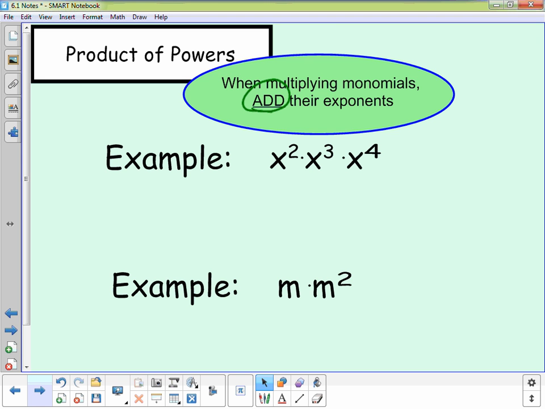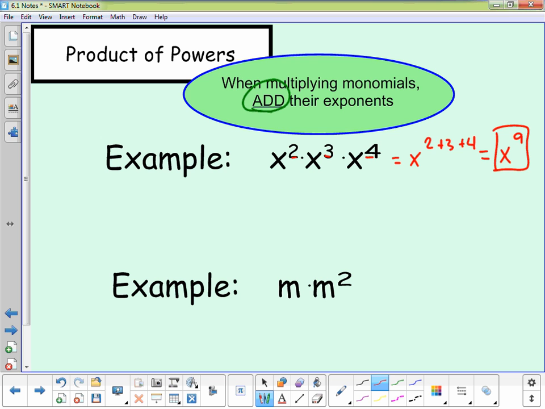Our two examples are x squared times x to the third times x to the fourth. These are all like terms, so I'm going to add their exponents. I end up with x to the 2 plus 3 plus 4, which is x to the ninth. Okay, my powers get added together. Same thing with m to the first times m squared. That's equal to m to the 1 plus 2, which is m to the third power.